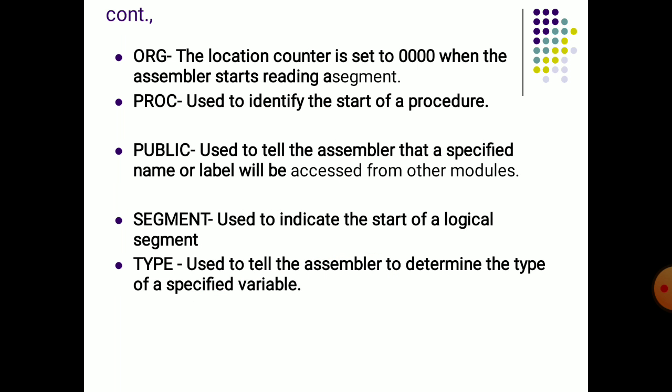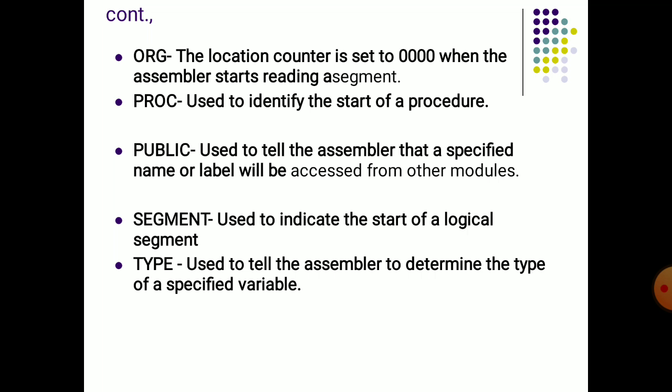Similarly ORG indicates the starting of the segment. The location counter is set to 000 when the assembler starts reading the segment. Then PROC is used to identify the start of a procedure. Then PUBLIC is used to tell the assembler that the specified name or label will be accessed by other modules also, so these modules can be accessed by other modules, and that is indicated by the PUBLIC keyword. Then SEGMENT is used to indicate the start of a logical segment. And TYPE is used to tell the assembler to determine the type of the specified variable.